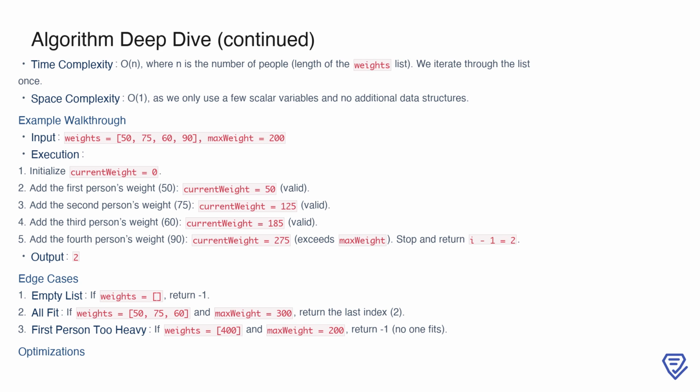In edge cases, such as an empty list, the result is -1 since no one can board. If all people fit, like 50, 75, 60, with a capacity of 300, the output is the last index, 2. If the first person alone is too heavy, such as 400, with a capacity of 200, the result is -1 as no one can board. These scenarios highlight the algorithm's flexibility and correctness.